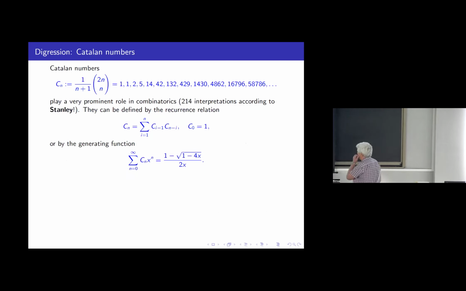So let me just say a few words about Catalan numbers. Arnold liked them a lot, and Stanley has a book, Catalan Numbers, where he gave 214 interpretations, and we can supply a couple more, easily, right? And Stanley said that this is the longest list of interpretations about Catalan numbers.